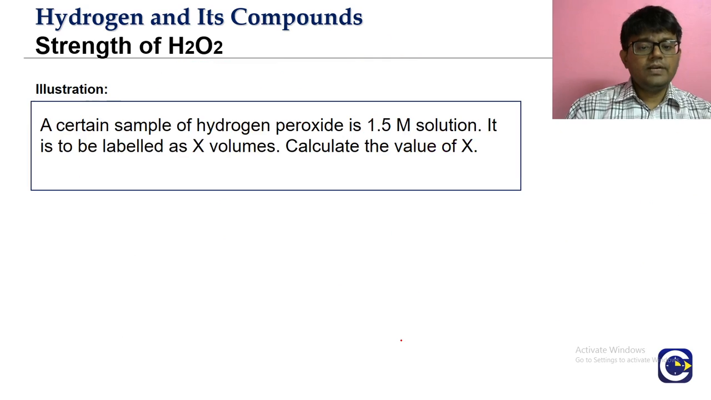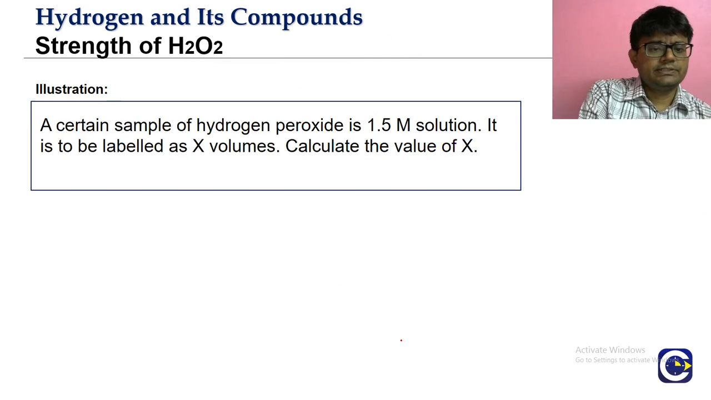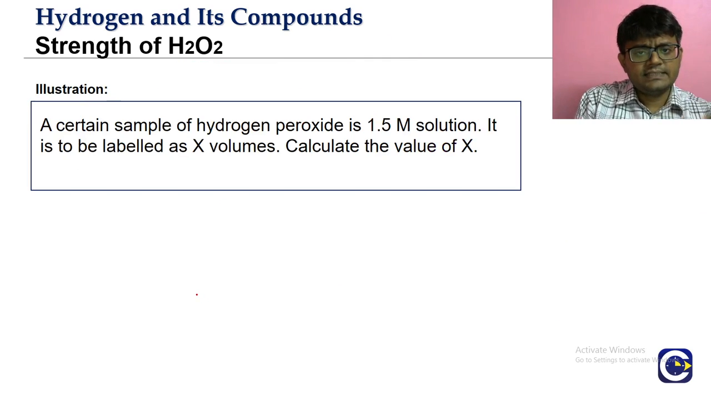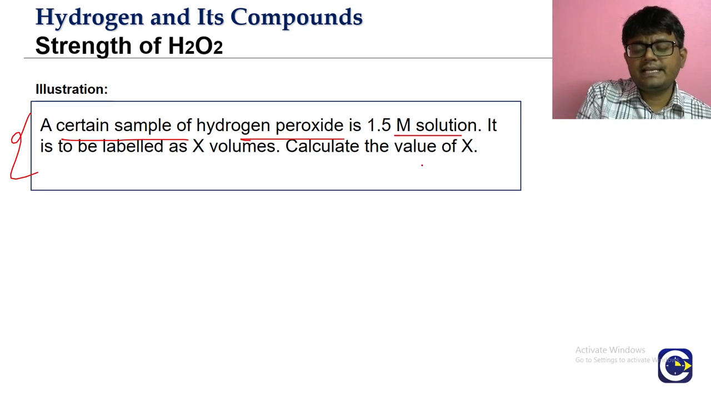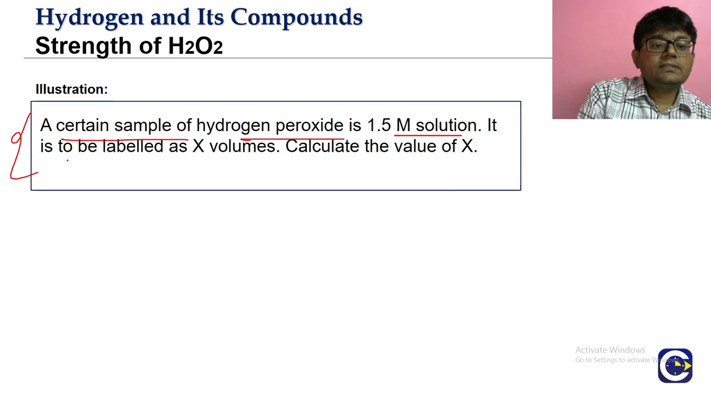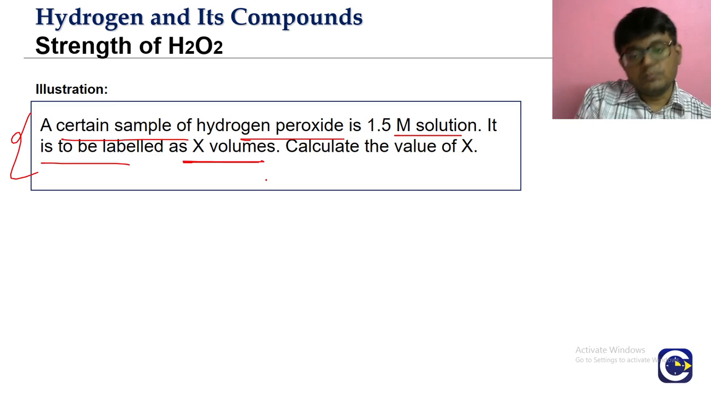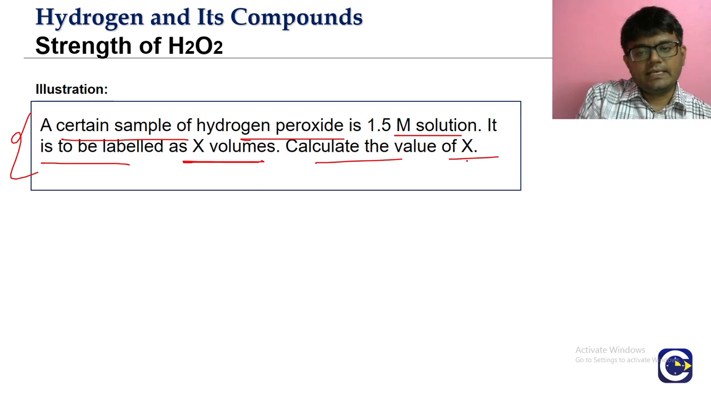Okay, what we'll do is we'll quickly take a look at some questions. As I said, when we are going to attempt the questions, we are not going to do all that calculation again, because we already did it. So we are going to remember the formula and then just substitute it. A certain sample of hydrogen peroxide is 1.5 molar. It is labeled as X volumes. Calculate the value X.